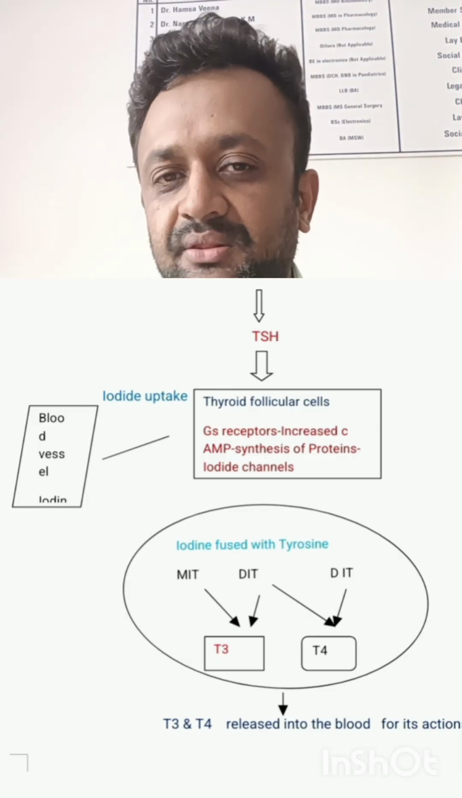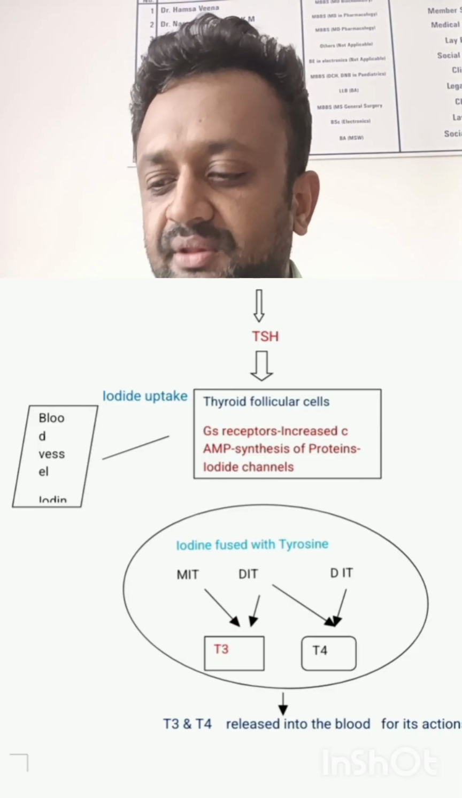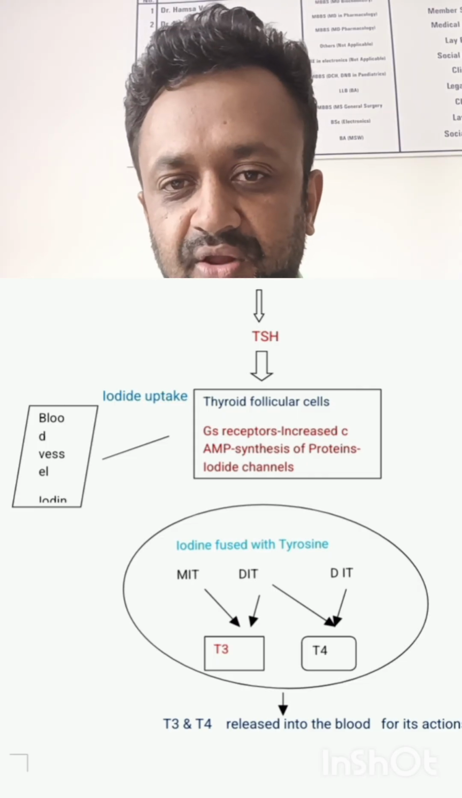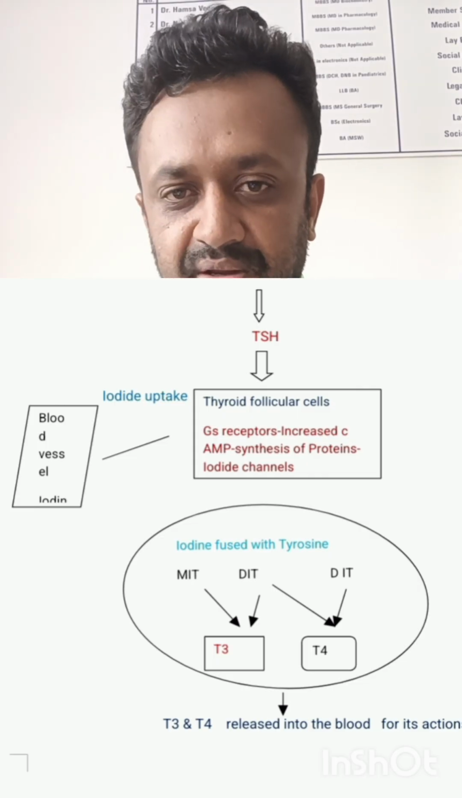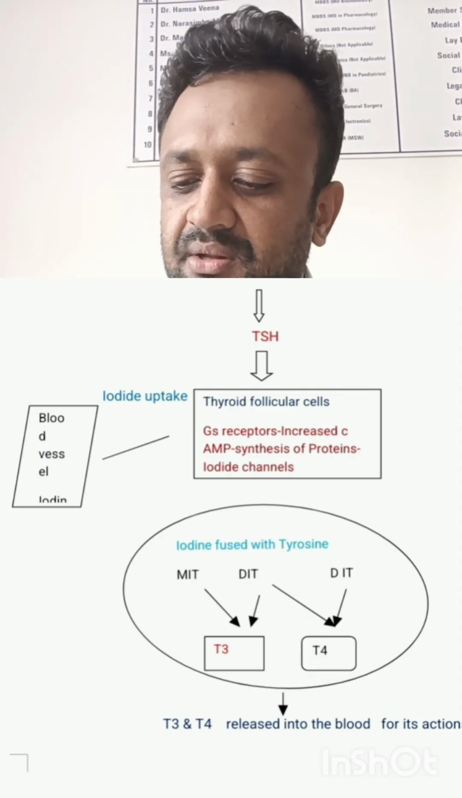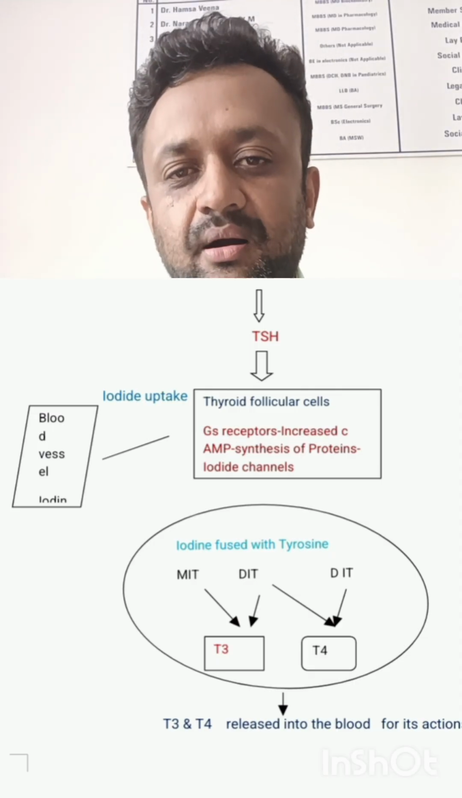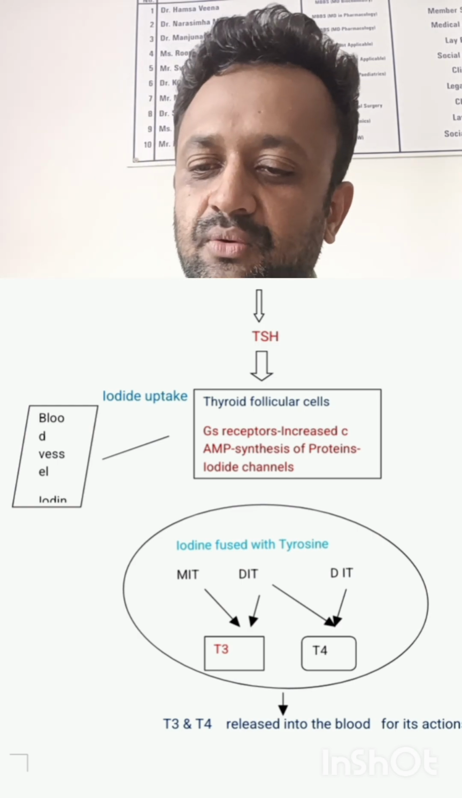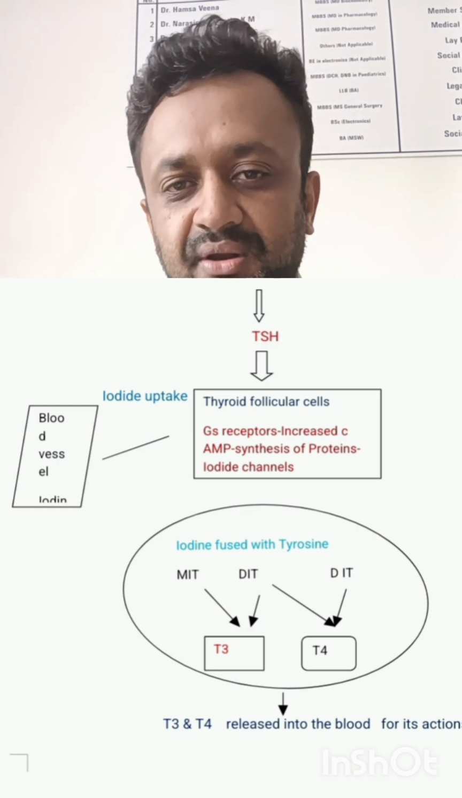That is, T3 and T4 are synthesized inside the thyroid follicular cells and released into the bloodstream, and most of the T4 is again converted to T3, and this T3 produces its action. Okay, this is the overall synthesis and release of T3 and T4 into the bloodstream for its specific action.